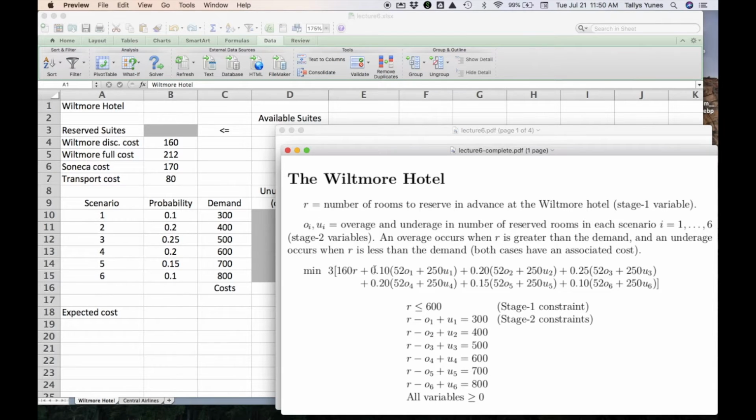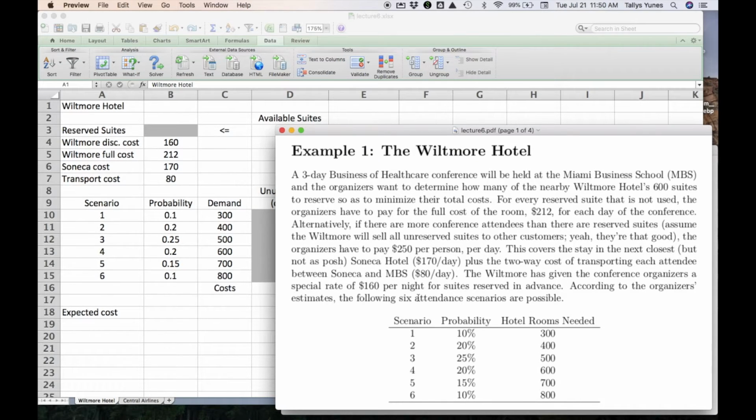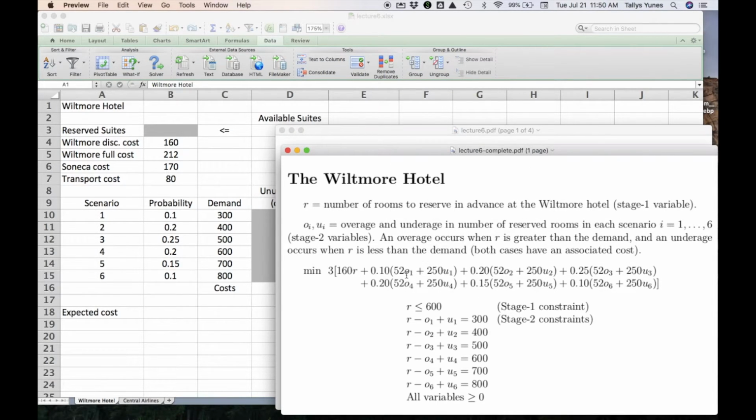Why am I multiplying all of this by the number 3? It's simply because this is for 1 day, and they say it's a 3-day conference. So if you really want to be strict here, your overall cost is 3 times this whole amount. That's why I have the 3 there. All right, great. So let's go ahead and put this into Excel and see what happens.